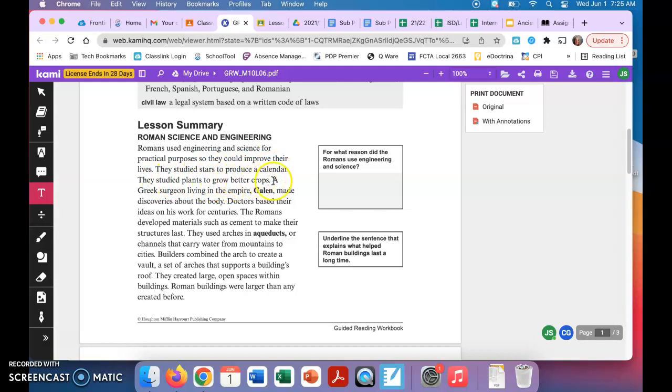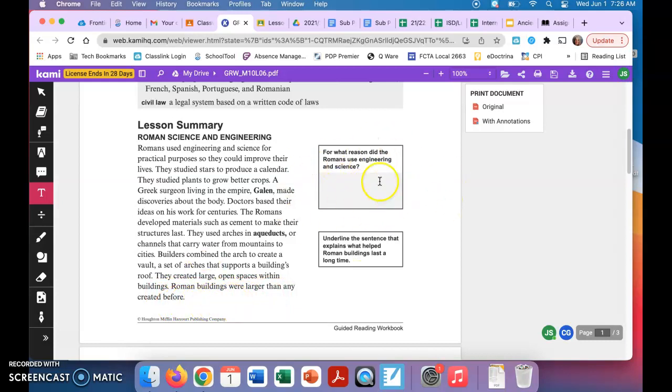Romans used engineering and science for practical purposes so they could improve their lives. They studied stars to produce a calendar. They studied plants to grow better crops. A Greek surgeon living in the empire, Galen, made discoveries about the body. Doctors based their ideas on his work for centuries. The Romans developed materials such as cement to make their structures last. They used arches and aqueducts or channels that carry water from mountains to cities. Builders combined the arch to create a vault, a set of arches that supports a building's roof. They created large open spaces within buildings. Roman buildings were larger than any created before.